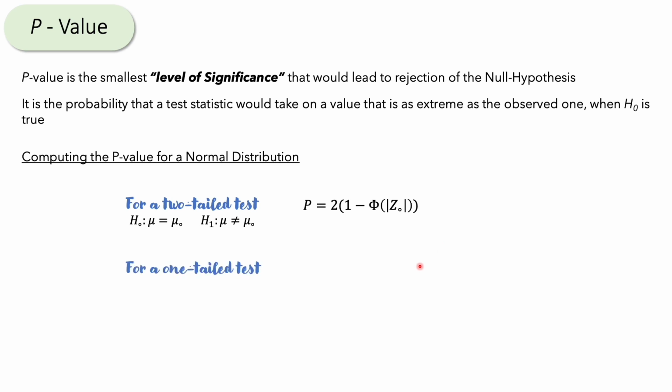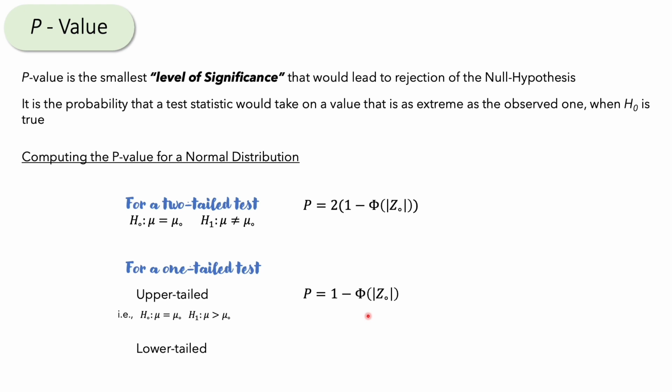And for a one-tailed test, for the upper tail, the null hypothesis is given like this, and our alternative hypothesis says that mu should be larger than mu naught, the value which was in the null hypothesis. So this one makes it the upper tailed test, and for this one we can find the value of p like this: 1 minus phi of z naught. You notice that the only difference is that there is no factor of two multiplication for this.